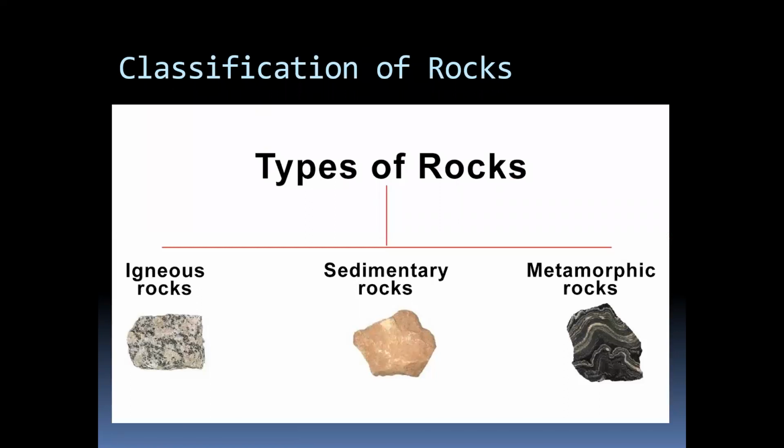Now, if we want to understand the formation of soil from the barren material, it is also very important to understand the classification of the barren material, I mean, the classification of the rocks. Basically, we have three different types of rocks: igneous rocks, sedimentary rocks, and metamorphic rocks.